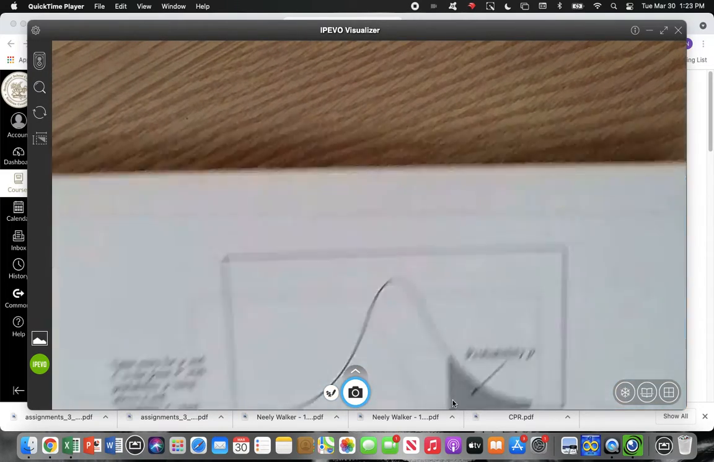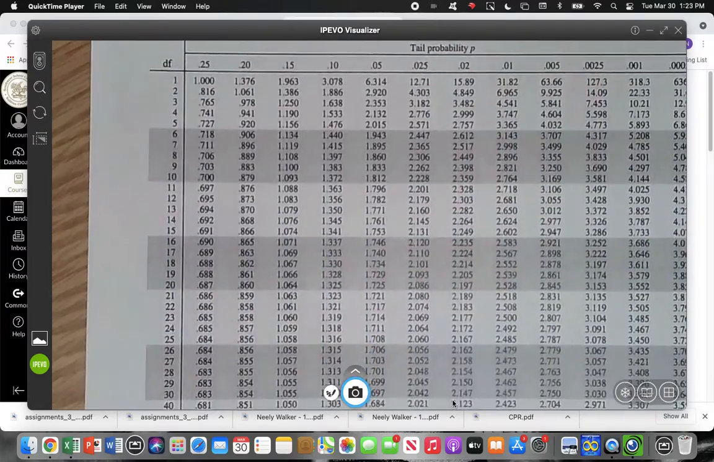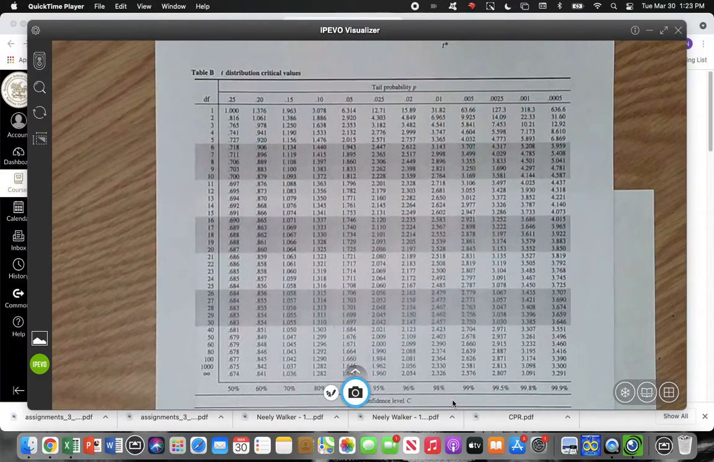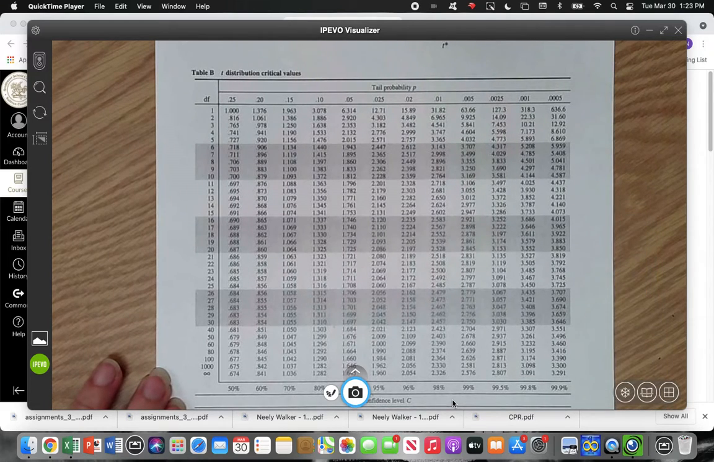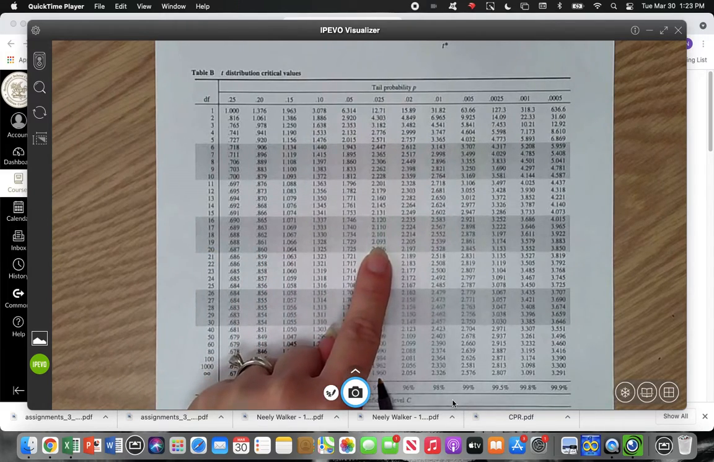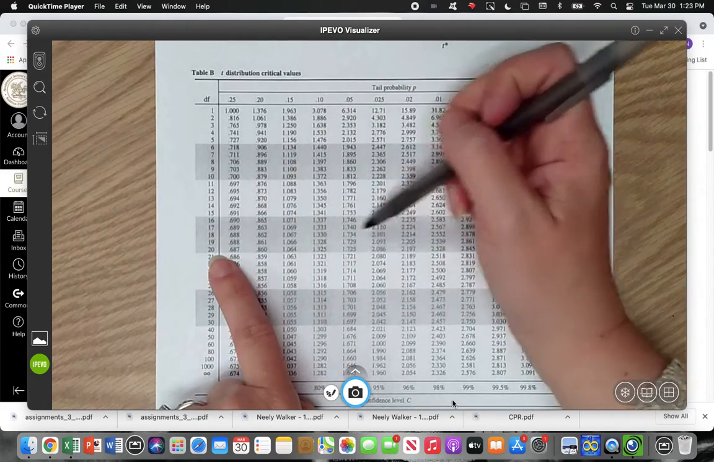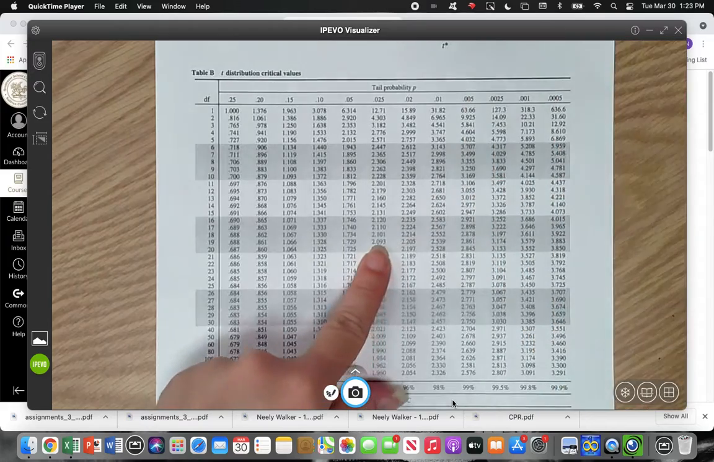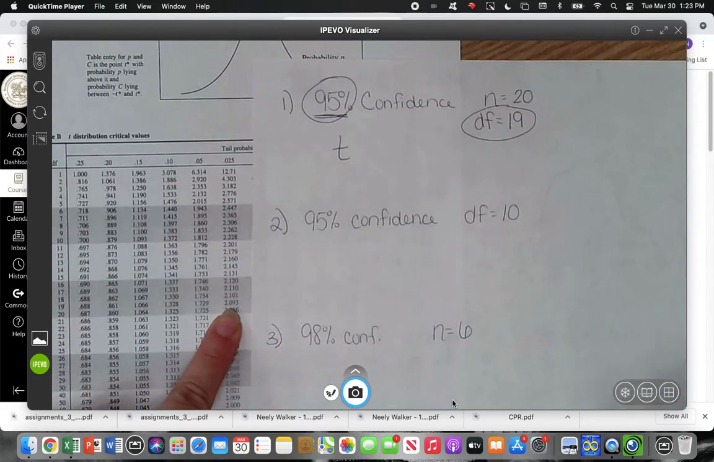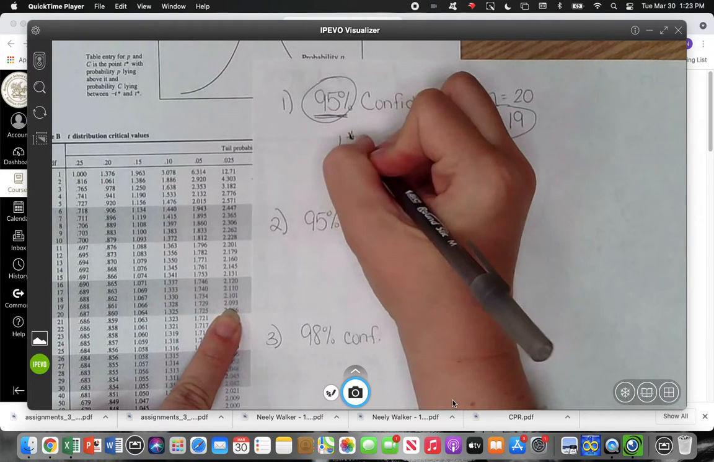So then you go through, I'm going to have to zoom out for just a second so you can see this. We are going to go to 95% confidence, and we are going to go to our degrees of freedom, which is 19. We go where those meet, 19, 95, 2.093. So our t-value from the chart is 2.093.